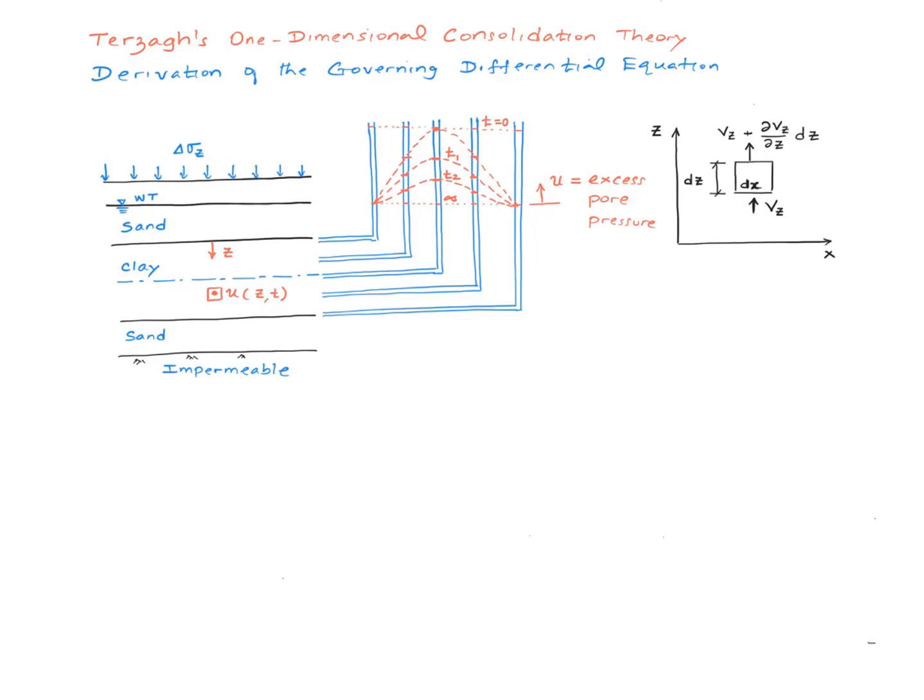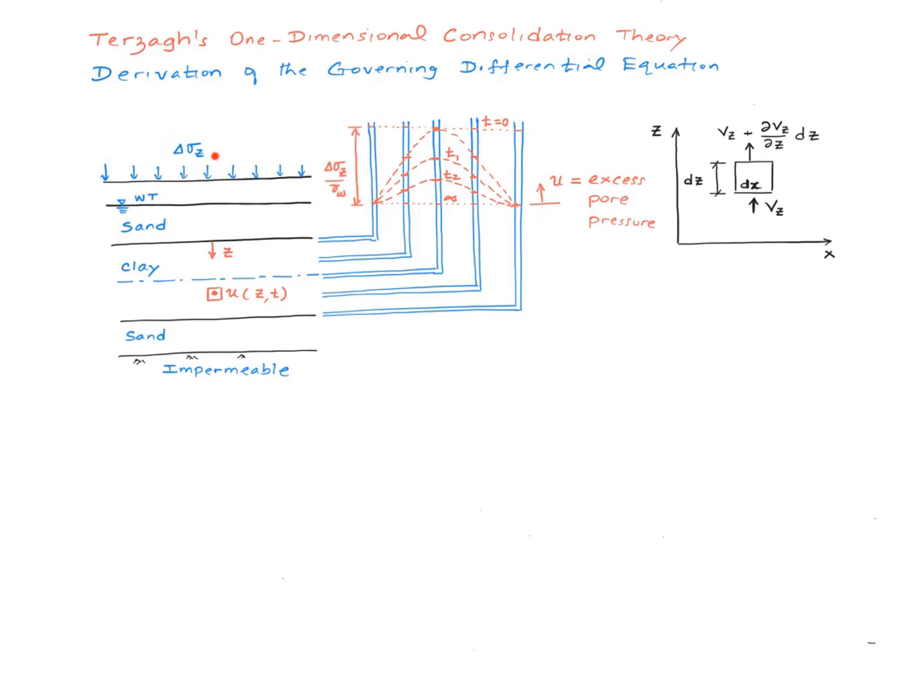Basically, I have a horizontal deposit of soil with a clay layer sandwiched between two sand layers, and the profile is subjected to a uniform vertical pressure equals delta sigma z. The water table is right here. So if I were to insert some tubes like this, the water will rise to this level, to the level of the water table, before we apply the surface pressure, right?